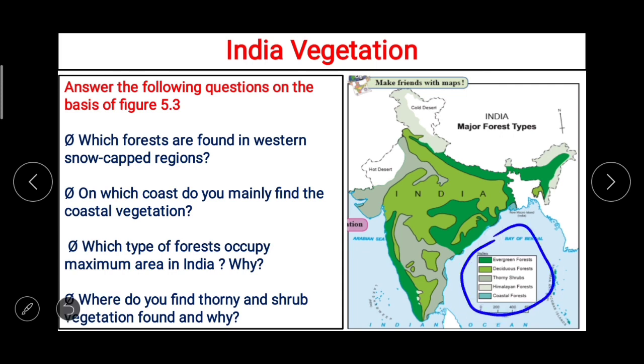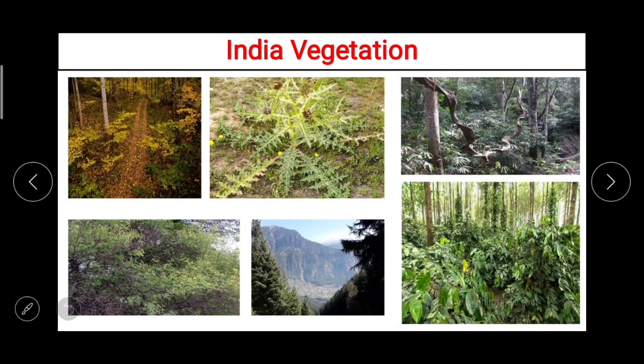Now this one is looking everywhere, this which is deciduous forest. And the next question, where do you find thorny and shrub vegetation found, and why? Here now you can see India vegetation.